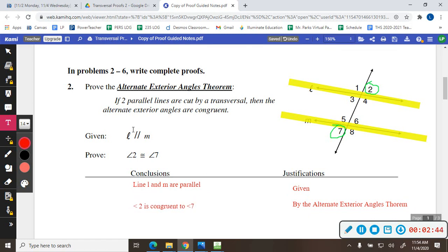So I started off with what was given. I immediately jumped to what they wanted me to prove. Why is 2 equal to 7? Because we know by the alternate exterior angles theorem, if you have two lines and you know they're parallel and they're cut by a transversal, then we know that alternate exterior angles are congruent. So that's how I was able to jump straight to the conclusion. Most times in proofs, we're going to have stuff in the middle. But this would be the equivalent in English class where you have an introduction and a conclusion without a body. Usually there is a body.